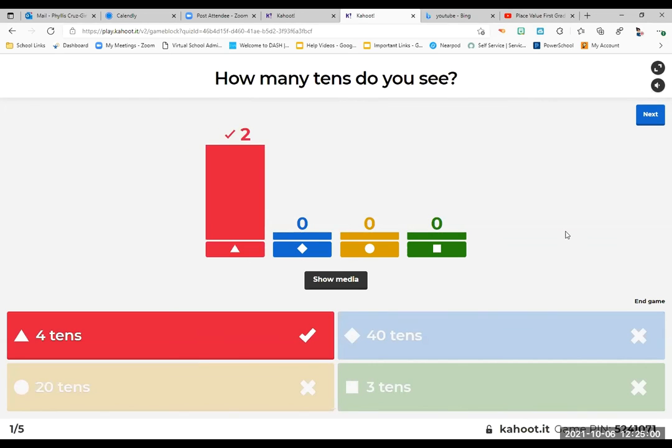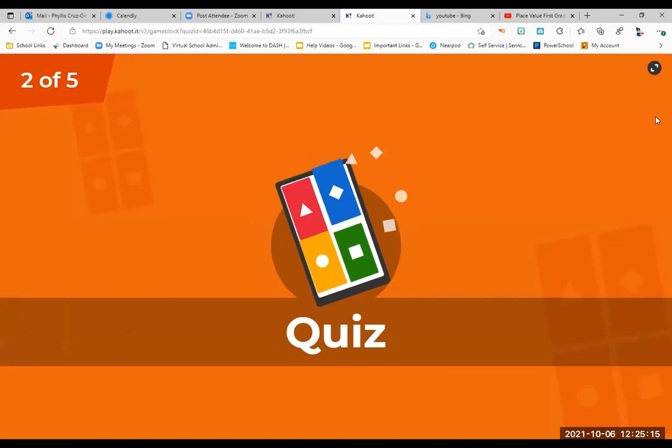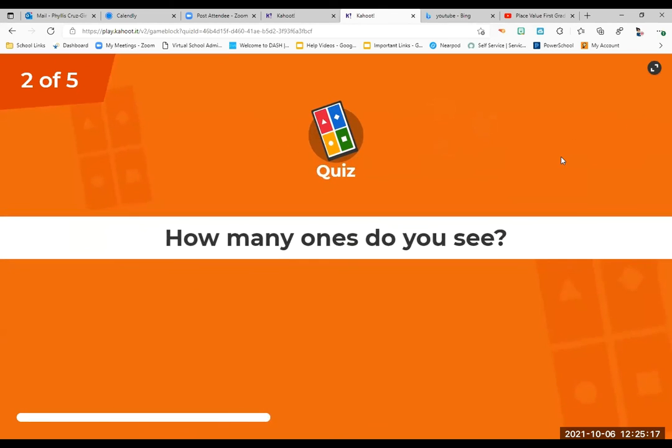The value of 4 tens is 40, but that's not what I asked. I asked the right question, which was just how many do you see? All right. So that's a good thing to practice. How many and what's the value is actually 2 different questions. Good work, guys. You are on to something good.